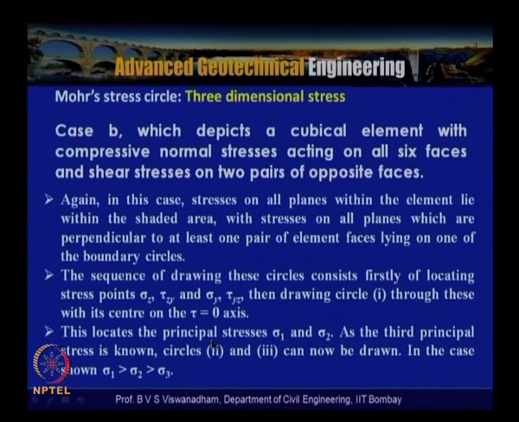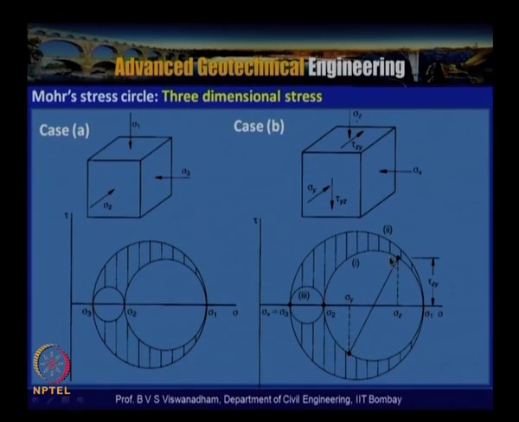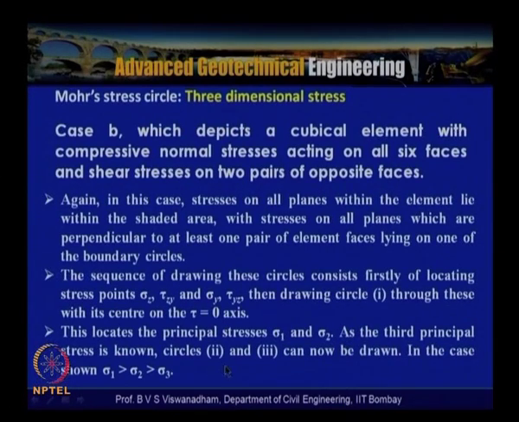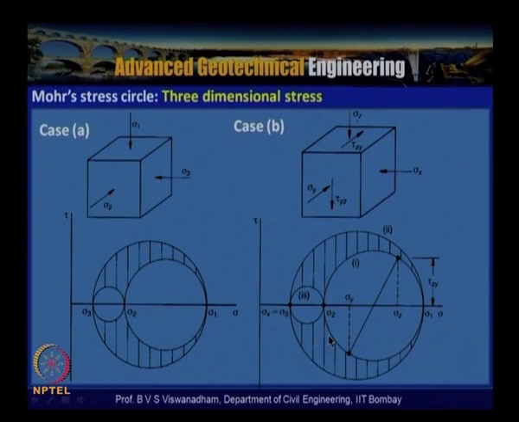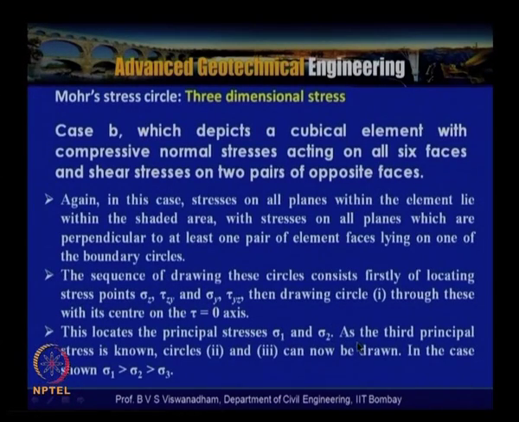The second step locates the principal stresses sigma 1, sigma 2. Once we draw circle 1, we have the opportunity to identify sigma 1 and sigma 2. Then, as the third principal stress is known, circles 2 and 3 can now be drawn, and finally the third circle with the intermediate principal stress sigma 2 can be drawn. So this locates the principal stresses sigma 1 and sigma 2, and as the third principal stress is known, circles 2 and 3 are drawn subsequently.